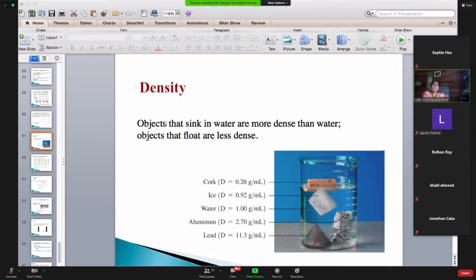So, which is the most dense object here in the picture? Lead. Lead is, okay, we talked about units. What do you think the units are for density?